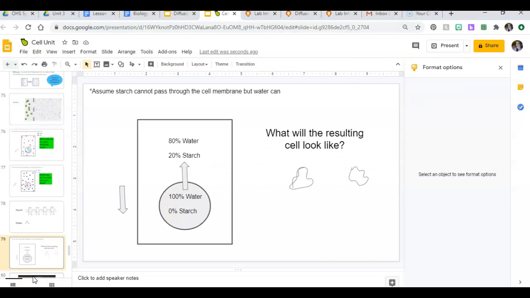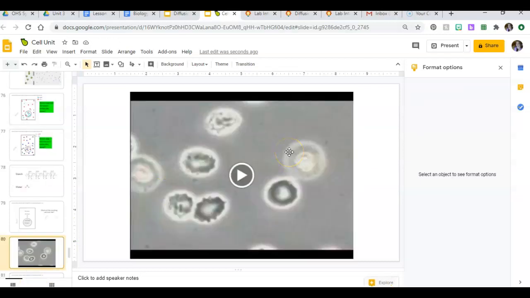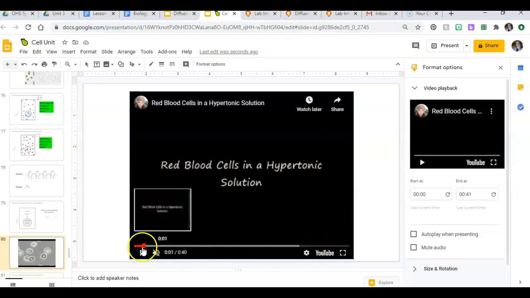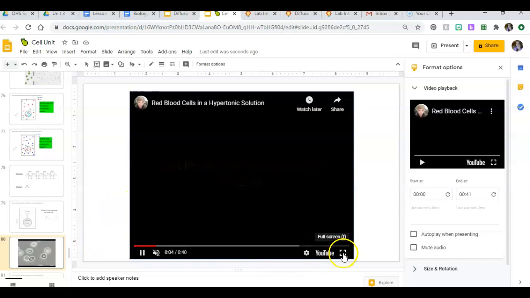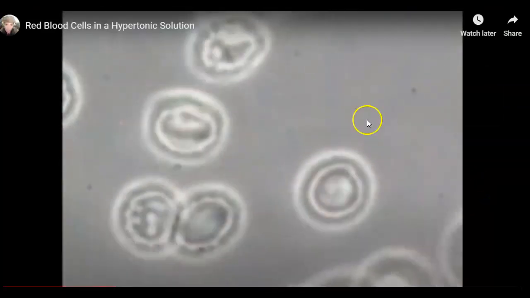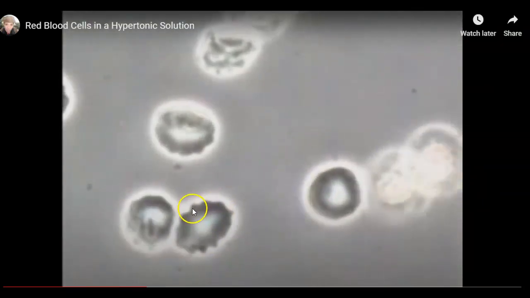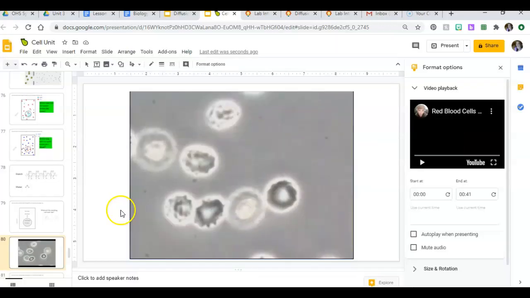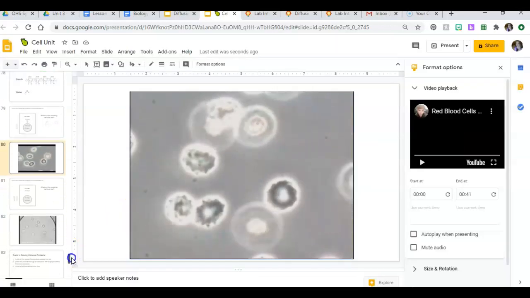Let me show you this in real life. Okay, so we're going to check out this video of these cells. These are red blood cells. And they've been placed in this solution. Notice some of them are not very round anymore. They're getting squiggly. Why is that? They're losing water, okay? So they're losing water and they're becoming shriveled up. Even this one's getting shriveled up. So this happens in real life. I'm not just making this up, guys, okay?